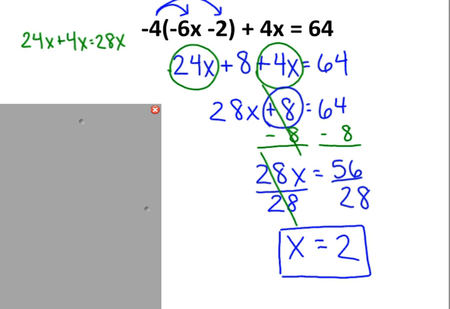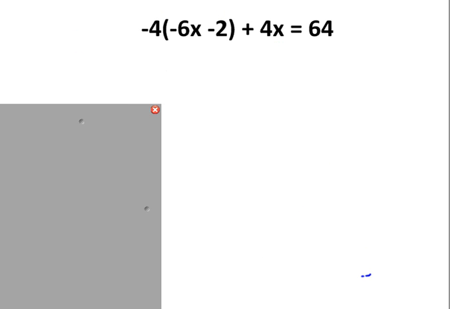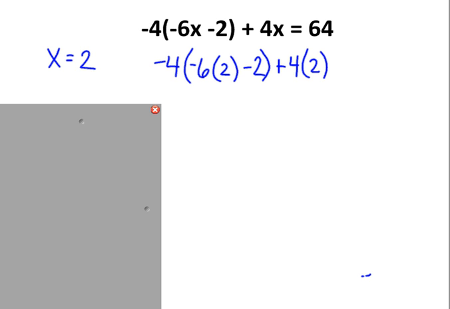In order to make sure my answer is correct, I am going to complete a check. So I'm going to erase this work here. I can complete a check by substituting my answer in for the variable. So since my answer was x equals 2, everywhere that I see an x, I am going to substitute in a 2. So -4 times (-6 times 2 minus 2 plus 4 times 2) equals 64. I took my answer and I substituted it into my problem everywhere I saw the variable x.